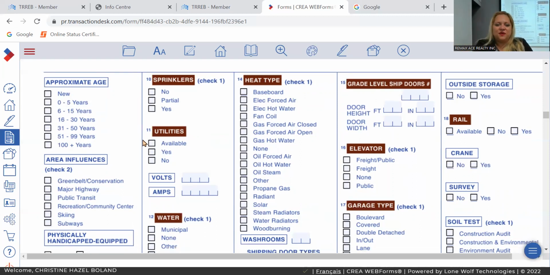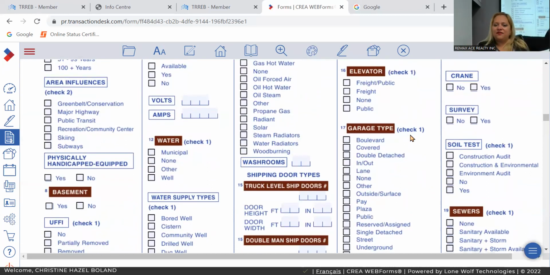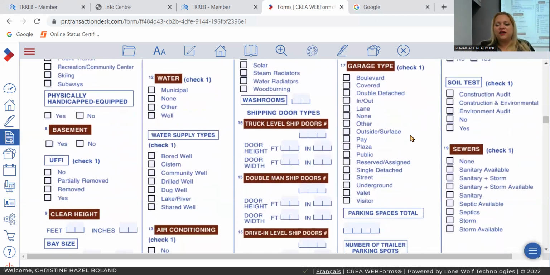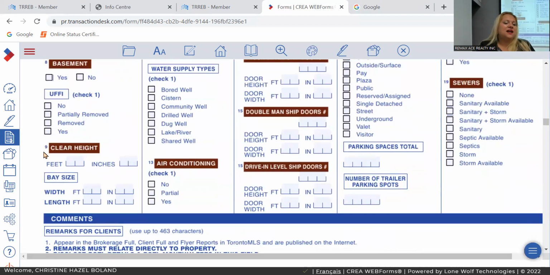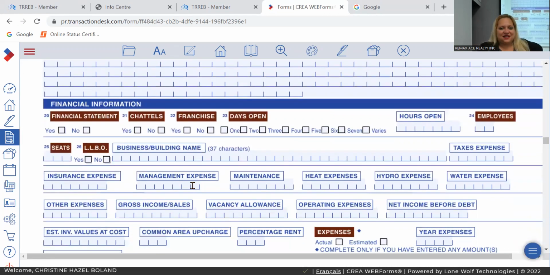I think someone wrote in the chat as well, but I'll check it in 1 second. I just wanted to look at this paper and say, here it says, do they have sprinklers? Are the utilities available? What's the water? What's the heat type? We see a lot of weird things that we don't see in residential. Gas, forced air, open or closed. People are like, what's that, right? Do they have grade level ship doors? Is it at shipping level? Do they have truck level ship doors, where they're a little higher and they can walk right off the truck? How many do they have? What's the clear height? Sometimes height is really important, depending on racking they might have, or clear height for machinery they'll be pulling into the building. So definitely a lot of things to take into consideration.